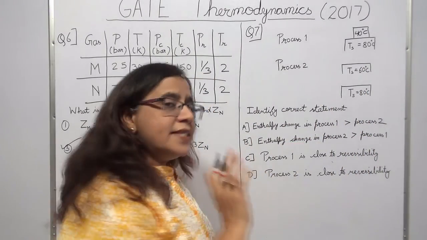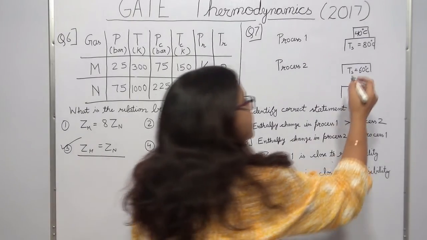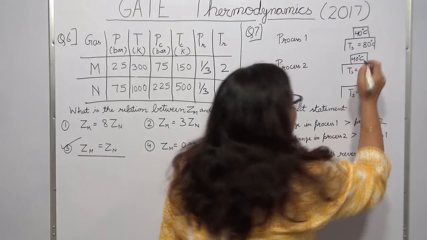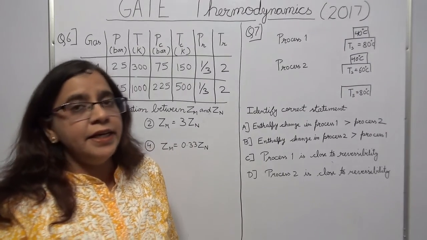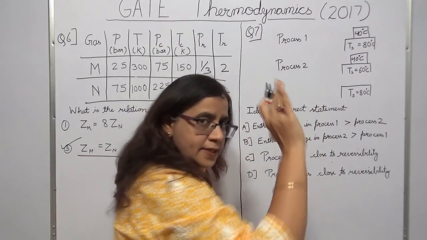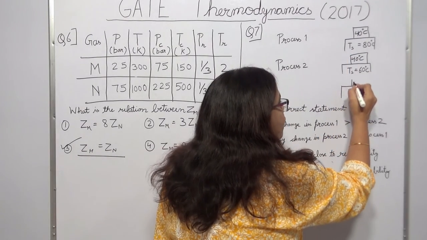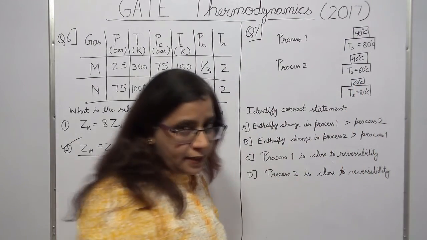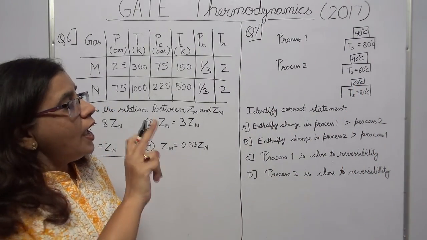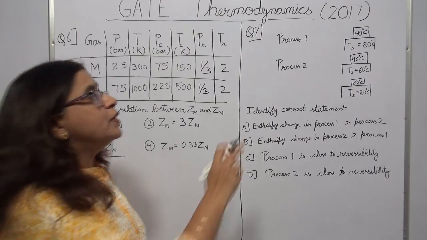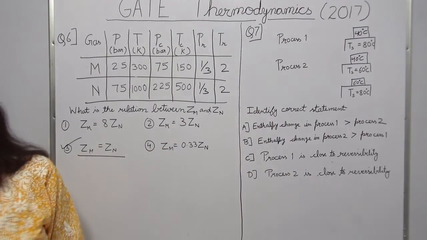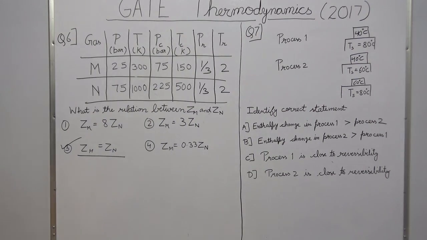Okay. In the second process, they are bringing the water at 40 degrees centigrade in contact with a source which is at 60 degrees centigrade. Once the temperature rises to 60, they bring this water in contact with another source which is now maintained at 80 degrees centigrade. And now they have asked you, for these two processes, identify the correct statement. Okay, so let's see one by one what the statements are.